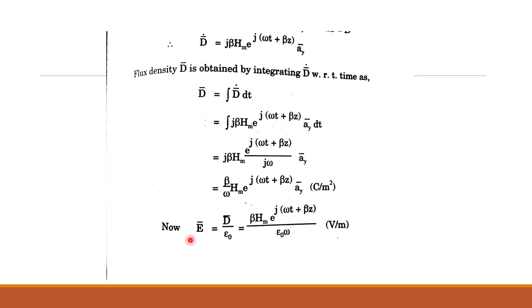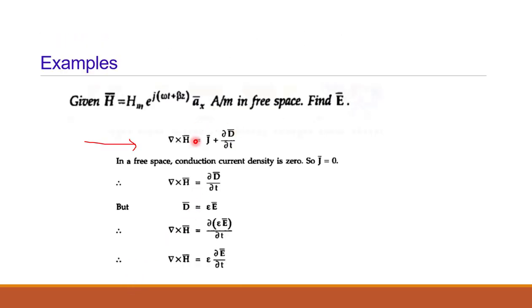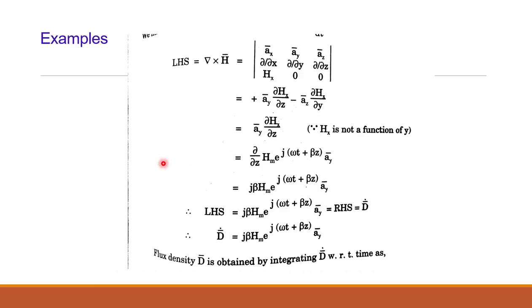E is nothing but, now the medium is air, so E is equal to D bar divided by epsilon naught, right? So H_m e raised to j(omega t plus beta z), that is our D, divided by epsilon naught. Already omega is there. This total intensity is measured in volts per meter, right? So this is our final equation of E bar. In this way, if H is given, we can find E by using Maxwell's equation.